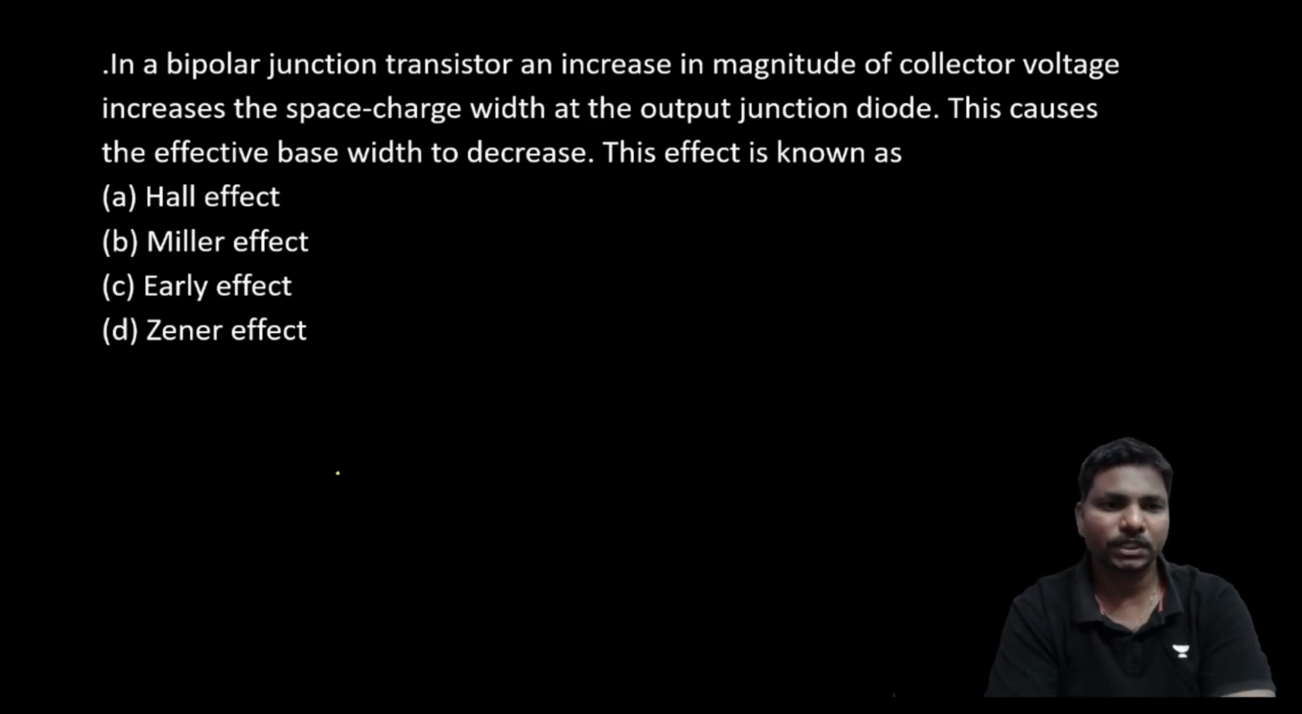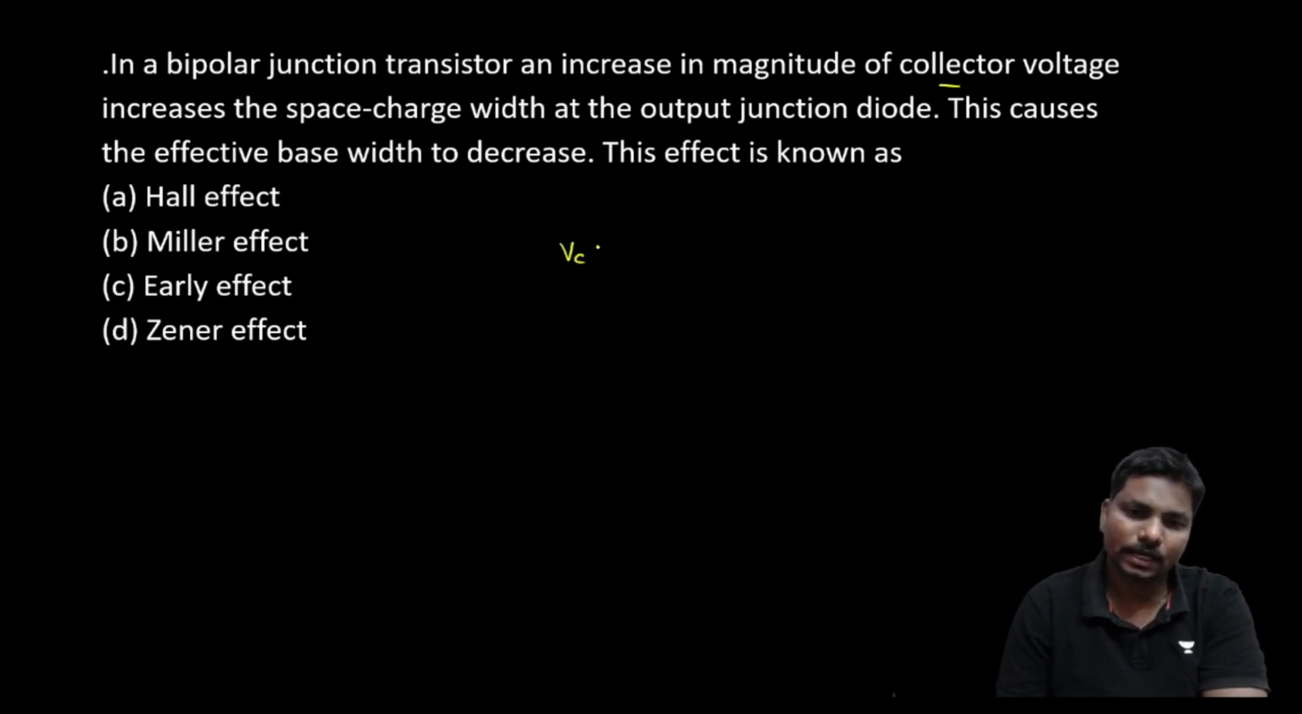Now coming to this question, in a bipolar junction transistor, an increase in the magnitude of collector voltage increases the space charge width at the output junction diode. This causes the effective base width to decrease. This effect is known as dash. So if you increase the collector voltage, what is happening? The base width is going to decrease.